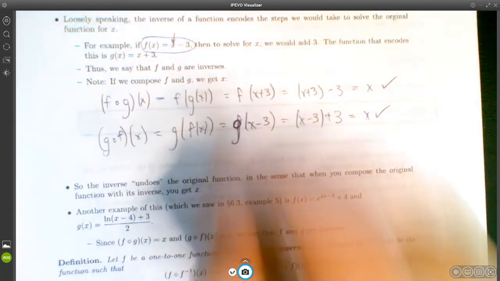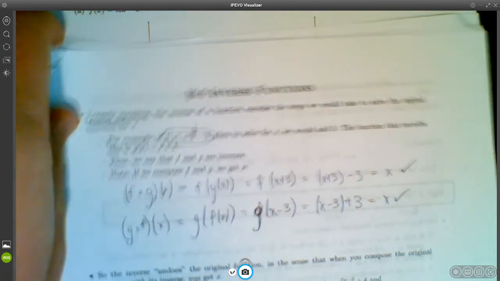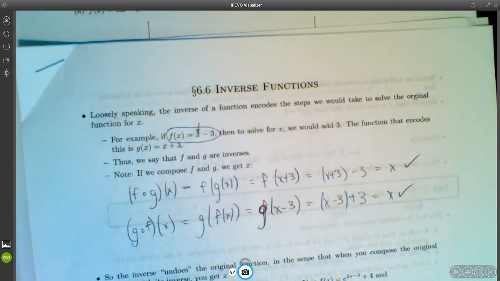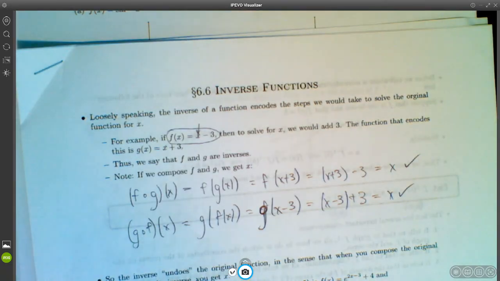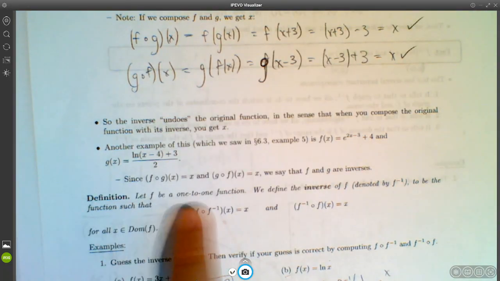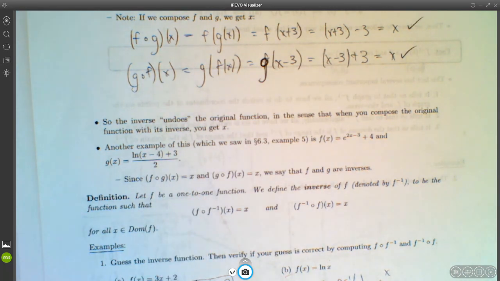So that's all I have to say about inverse functions for now. In 6.7, we're going to talk about inverses of non-injective functions. The reason is that in this section, when we gave our definition, we said f had to be 1-to-1. So what happens if you have a function that's not 1-to-1? Can you still have inverses? What does that mean and all of that? We'll talk about that in the next section.